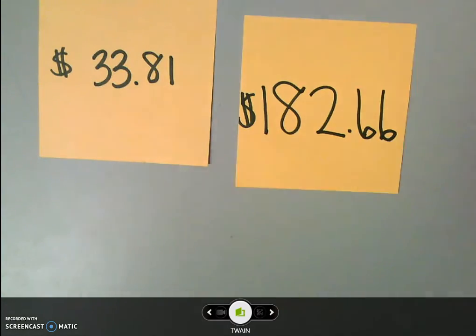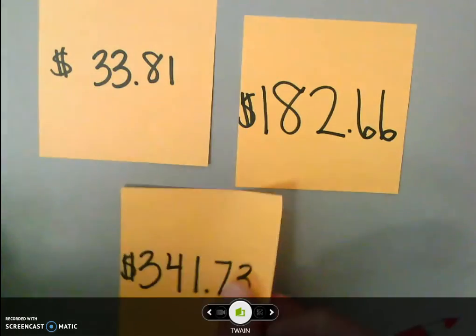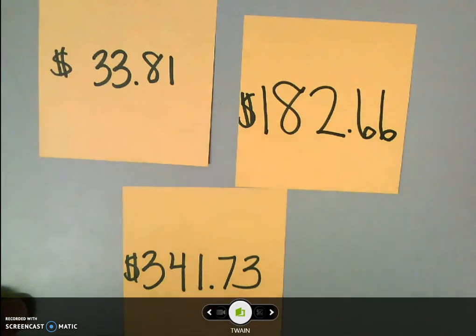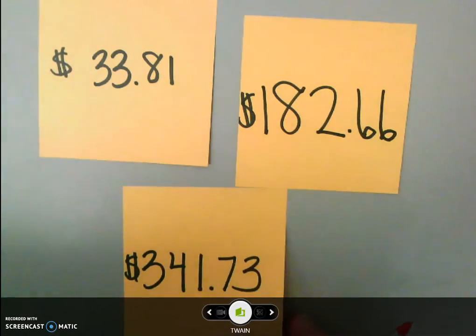And then, oh my goodness, you see a sale going on. It's the new upgrade PS4 whatever. And let's say that costs $341.73. So you are trying to see, you want to buy all of this. Wow, that's going to cost a lot of money, isn't it? But how would we do that? How would we figure out how much it all costs?